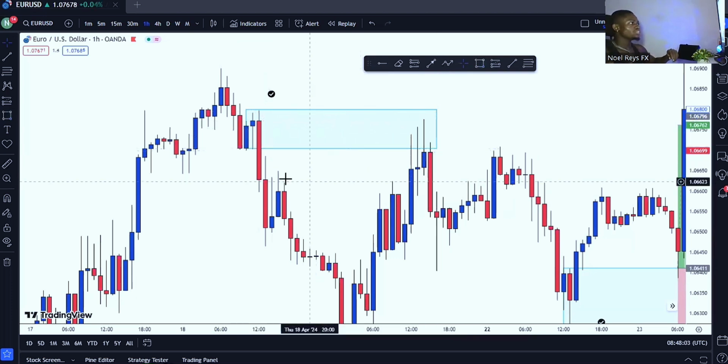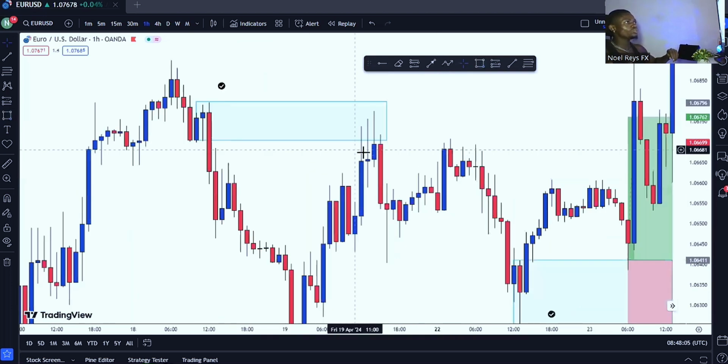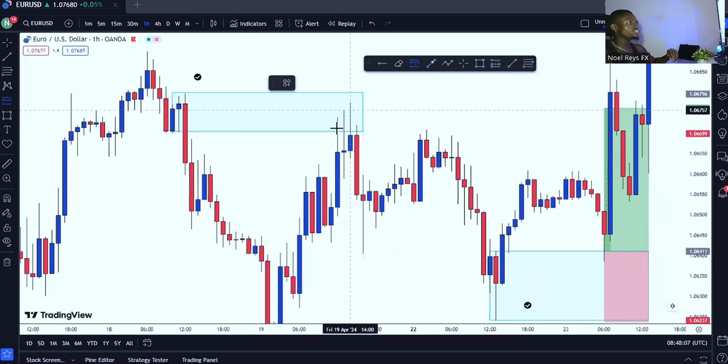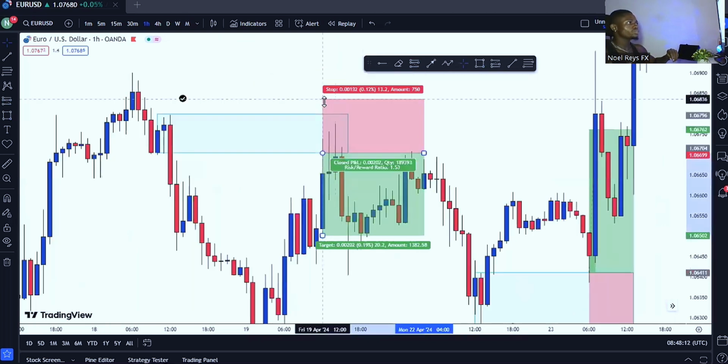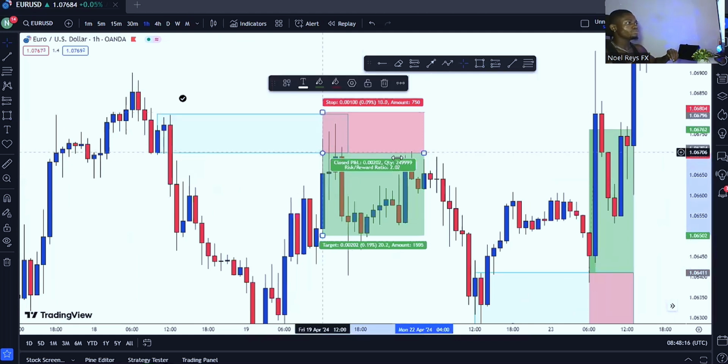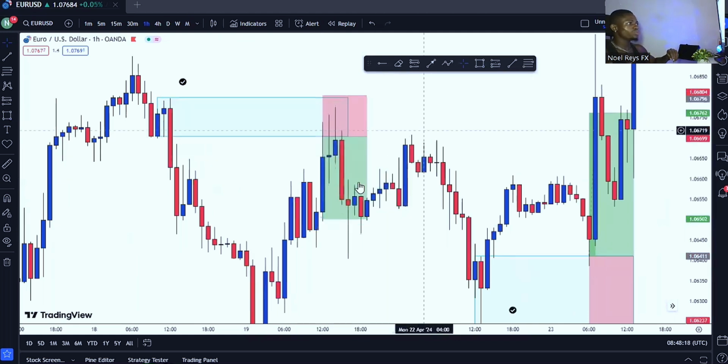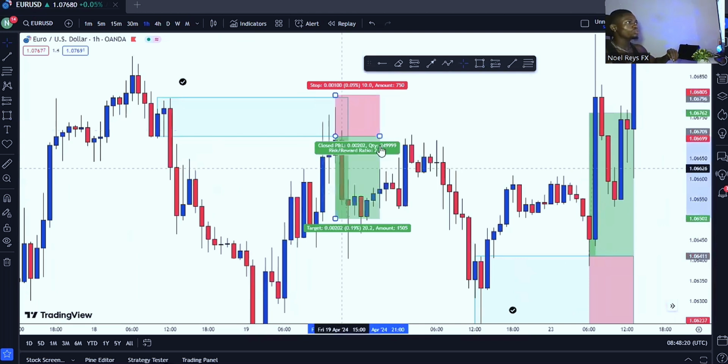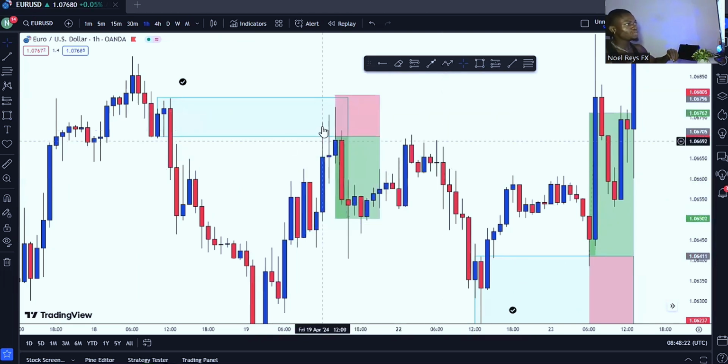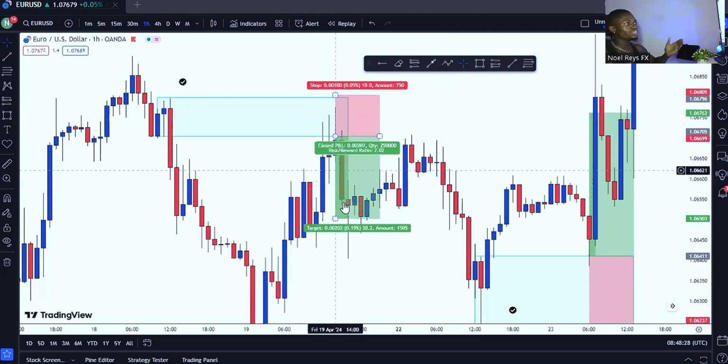Now look at that. The moment price comes into that zone, you can enter, or you set your sell limit order before price taps into this zone. And then you target a 1 to 2, 1 to 2 risk to reward. Now, the moment price taps into here, you can see that it reacted at that zone because it's a good supply zone, and it started selling.